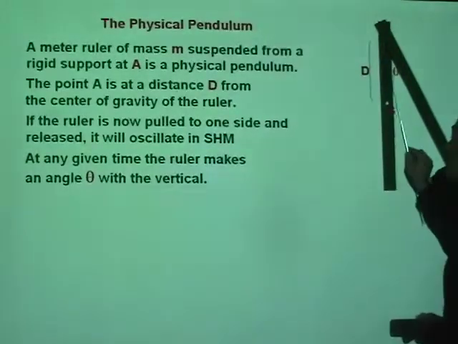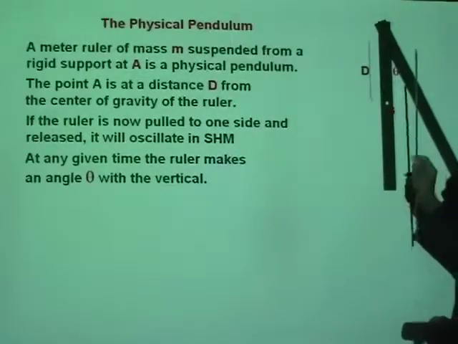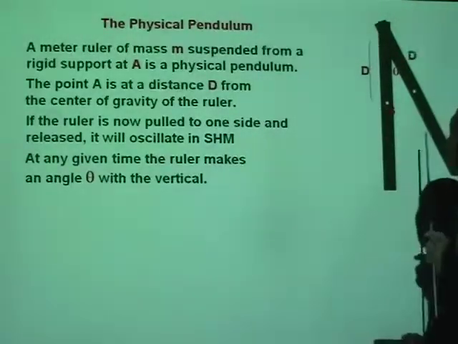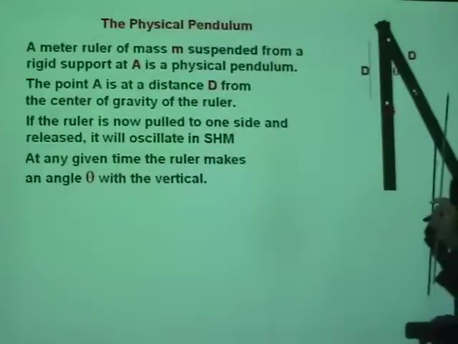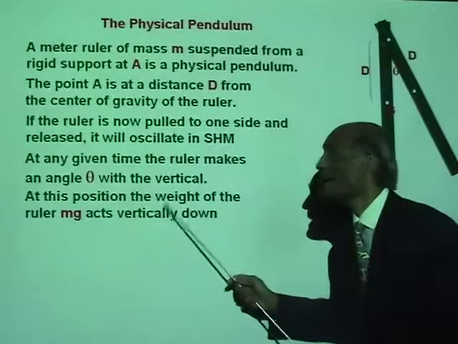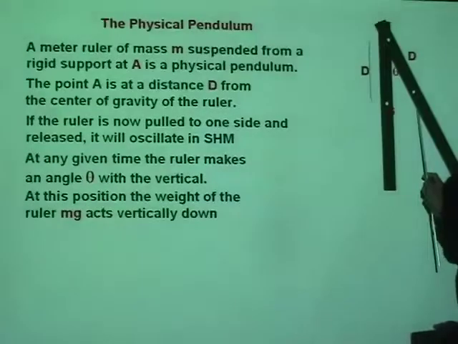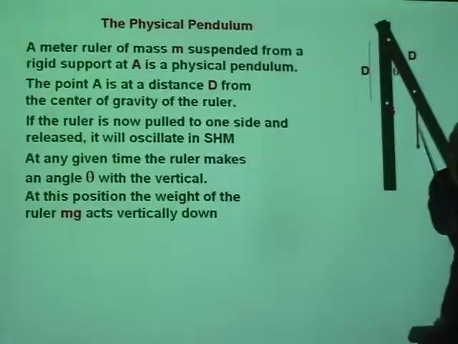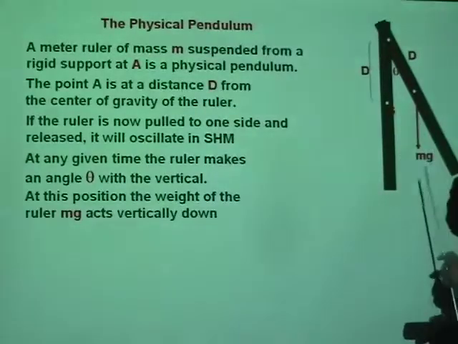This is the original position. At any given time, the ruler can be somewhere here, making an angle theta with the original position or the vertical. Alright? Now, this is the distance D. This is the center of gravity of the ruler. Okay? At this position, the weight of the ruler mg acts vertically down. You see, the weight of the ruler will be acting at the center of gravity, vertically down. This is the distance D. The weight mg of the ruler is acting vertically down.